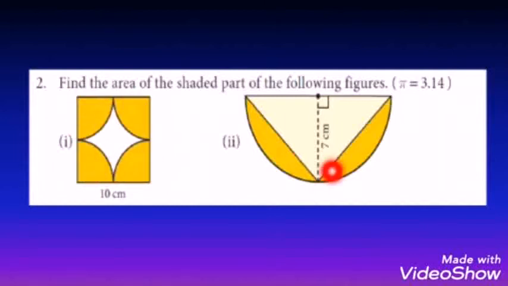And in the second question you can see a semicircle. A semicircle shape is given and inside the semicircle a triangle is given. The height of the triangle is 7 centimeters. We have to find the area of this shaded region.